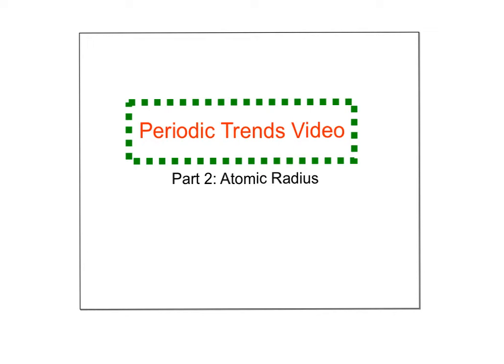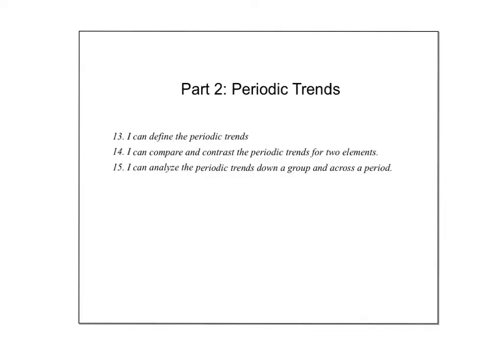I'm going to do part 2 of the periodic trends video, and this is all about the trend atomic radius. So here are some learning targets that will apply to the next few videos: defining what the periodic trends are, comparing and contrasting the trend for two elements, and then knowing what the patterns are and being able to explain them across a period and down a group.